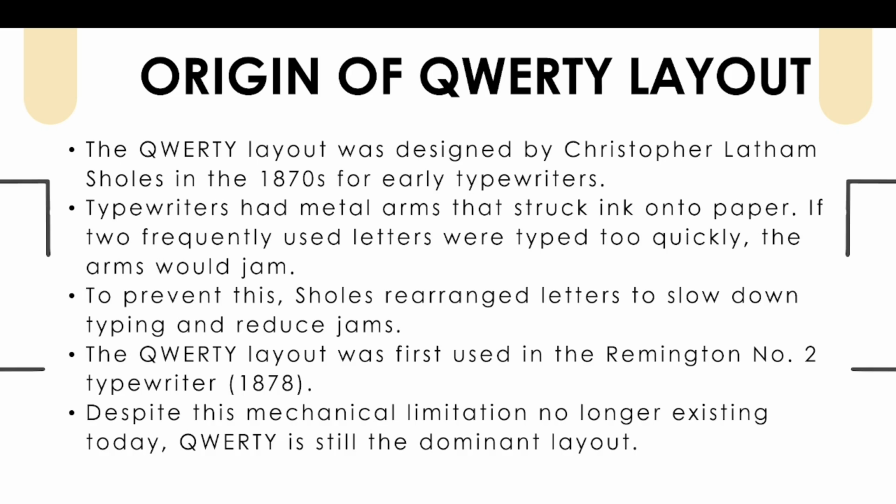This layout was designed by Christopher Latham Scholes in the 1870s, and it was designed for the early typewriters. And we know that typewriters had these metal arms that struck the paper. If two letters were typed too quickly, the arms would jam. So to prevent this, the letters were rearranged to slow down the typing and reduce the jams. This was designed and used in 1878 in the Remington No. 2 typewriter, and the mechanical limitation does not exist today, but QWERTY is still the dominant layout.